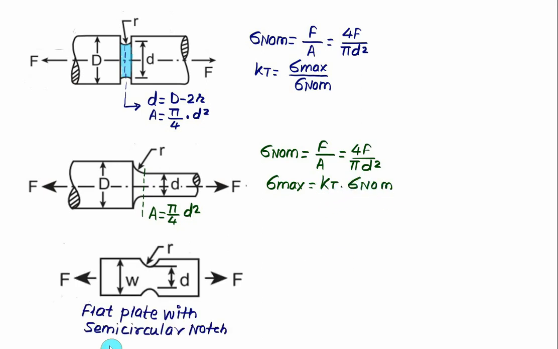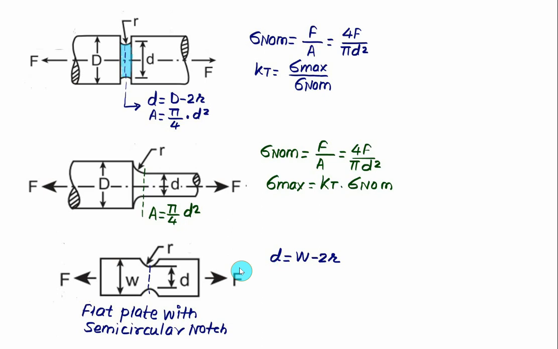And in the third case we'll consider, we have a flat plate of width equal to W and thickness equal to H, loaded uniaxially by two forces F, and we have a semicircular notch of radius equal to R. So at this section, the width will be D, and this width D will be equal to W, the width of the plate, minus 2 times the radius of a notch. So 2 times R, one from the top side, the other from the bottom side.